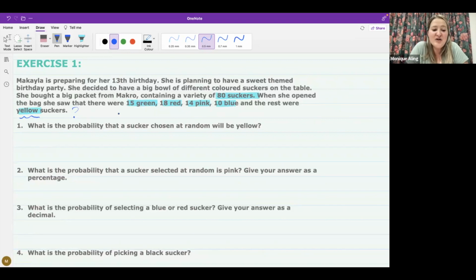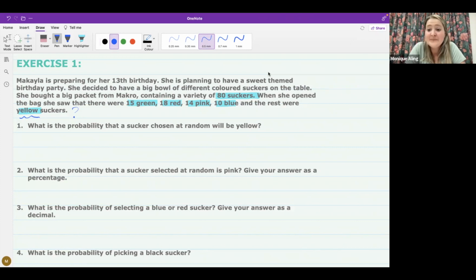Okay, so having a look at question 1, it says, what is the probability that a sucker chosen at random will be yellow? Oh, of course they're gonna ask about yellow because they haven't given us the yellow amount. And I see Imihle has already answered. Imihle, do you want to tell me how you got that answer? Or Bontle, either one of you? Bontle raised their hand. Let's hear it. Let's quickly unmute you. Okay. Hi.